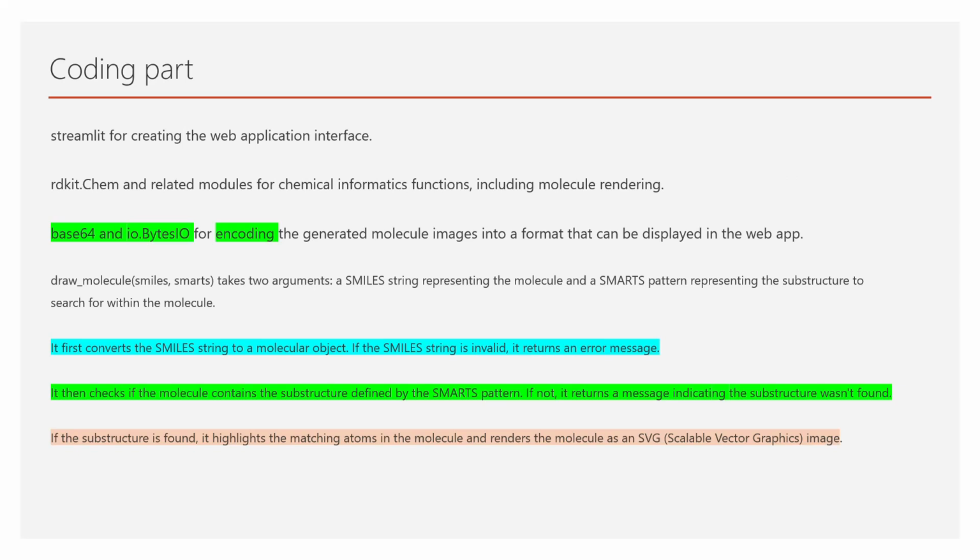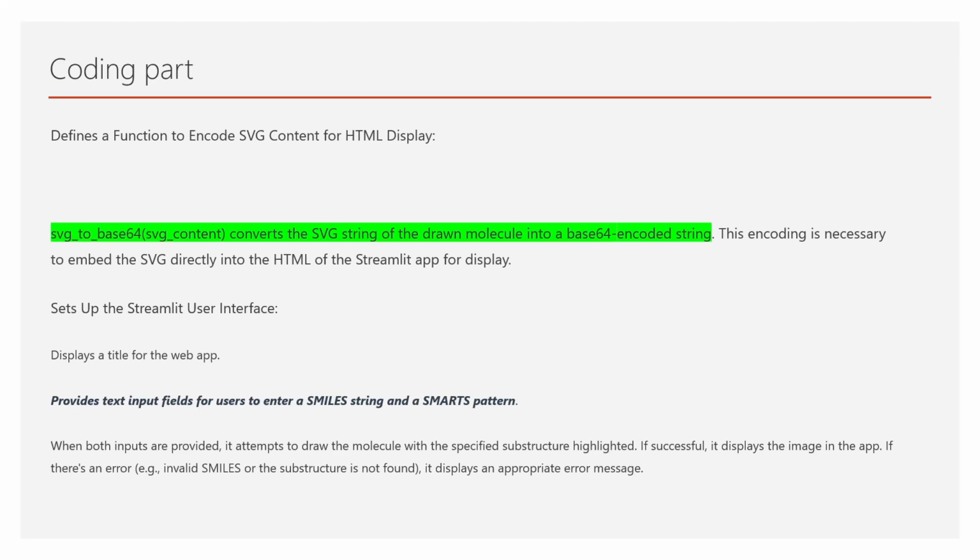The draw molecule function takes two arguments. One is the SMILES string representing the molecule, and a SMARTS pattern representing the substructure to search for within the molecule. You will see that when we work with the app itself. It first converts the SMILES string to a molecular object. If the SMILES string is invalid, it returns an error message. It then checks if the molecule contains the substructure defined by the SMARTS pattern. If not, it returns a message indicating that the substructure wasn't found. If the substructure is found, it highlights the matching atoms in the molecule and renders the molecule as a scalable vector graphics image.